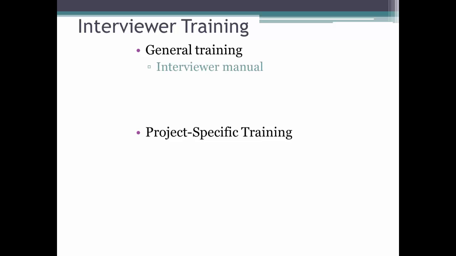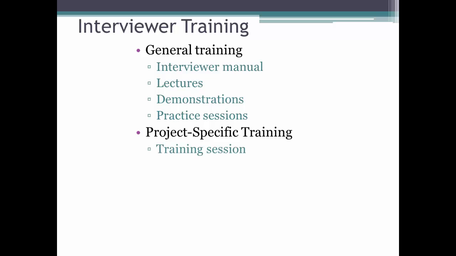Oftentimes an interviewer manual is used to explain the overall process to interviewers, explaining protocols, giving examples, even providing a list of probing responses and answers to frequently asked questions. Sometimes this is supplemented by or replaced by a video training. Potential interviewers might also be required to sit through lectures and demonstrations, as well as practicing interviewing techniques with a generic questionnaire.